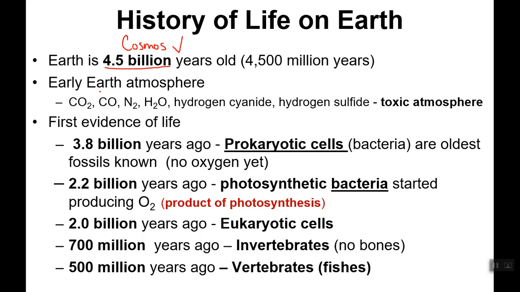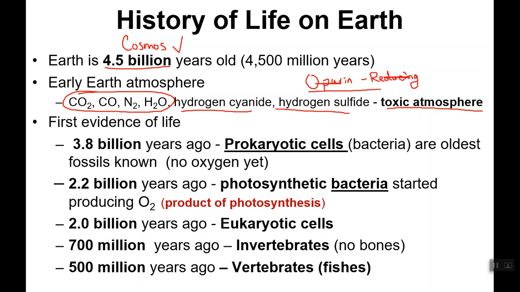But we've also learned that Earth's early atmosphere was actually incredibly hostile. Carbon dioxide gas, carbon monoxide, nitrogen, water vapor, hydrogen cyanide, hydrogen sulfide, these are not gases that are necessarily conducive to early life. They were a very toxic atmosphere. Something that Alexander Oparin referred to as a reducing atmosphere, which is something that you might encounter, and I just want you to be familiar with. Oparin is the scientist, and the reducing atmosphere is basically referring to the type of chemistry that these gases participated in.